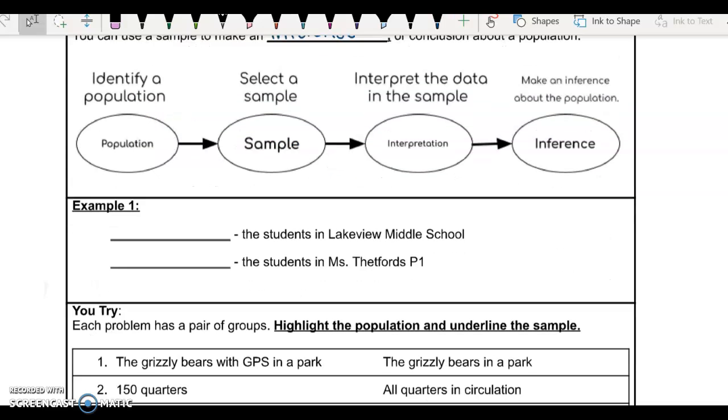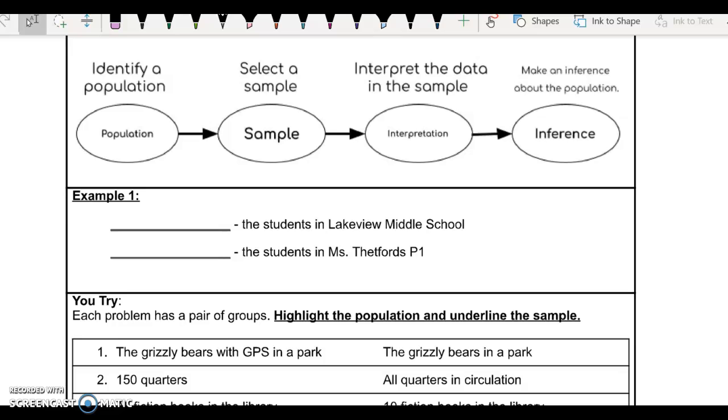So in example 1, we are going to take a look at an example, and we need to decide if this is a population or if it's a sample. It's really important that we know how to determine the difference between both of them. So in the first one, we have the students in Lakeview Middle School. Because we are talking about Lakeview Middle School as a whole, this would be the population.